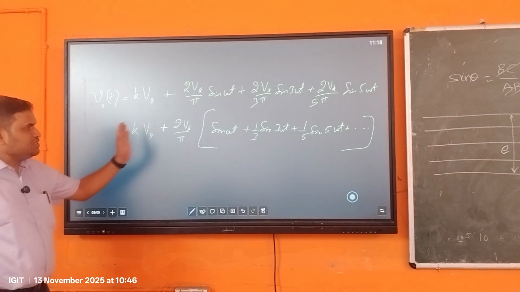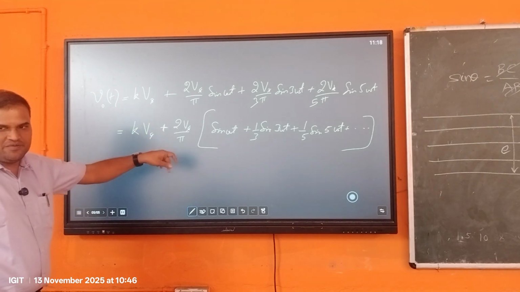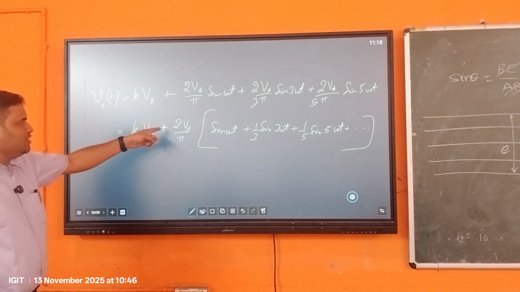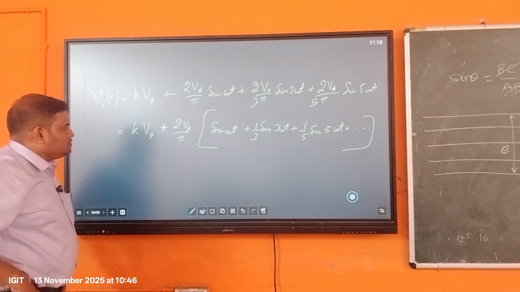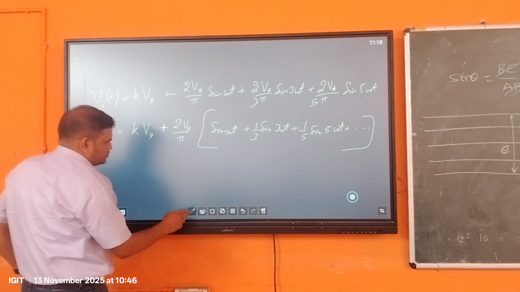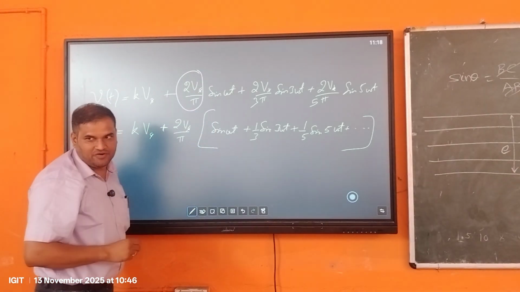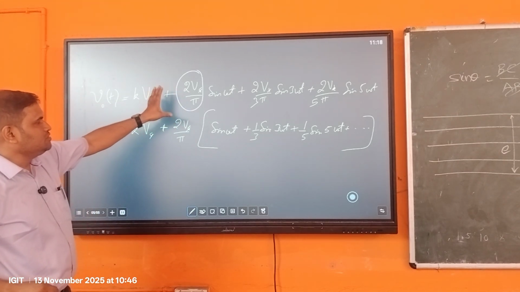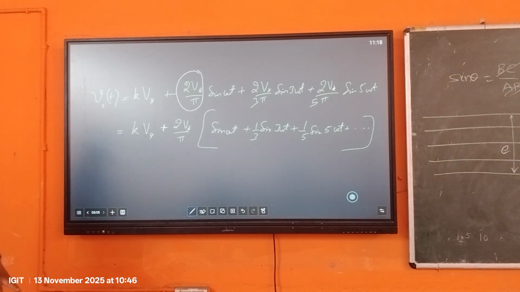So if we proceed like this, what is the value of 2Vs by pi? Can you check in the calculator? 2 by pi is how much it is coming? One more thing, this 2 by pi is the peak value of the fundamental waveform. So what is the value of 2 by pi? Imagine that Vs is equal to 100.